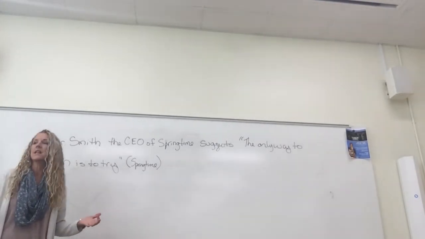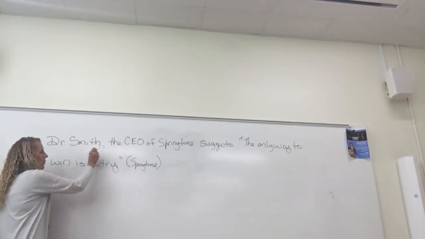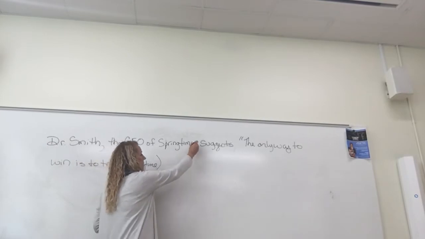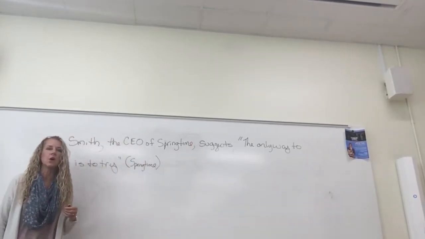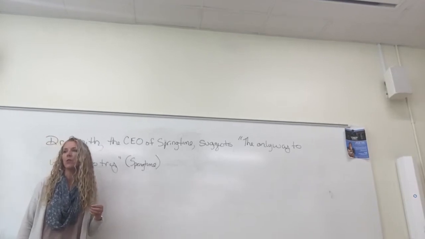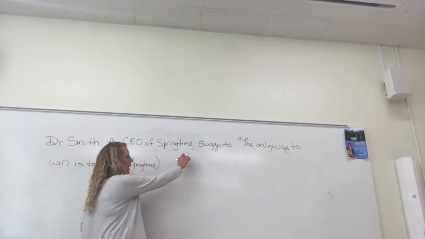And since it's a non-essential, you have to put commas around it. Dr. Smith, comma, what is he? The CEO of Springtime, comma. Okay? So make sure you get commas. A lot of you miss those commas around your identifier for your particular non-essential. Then you've got the verb.